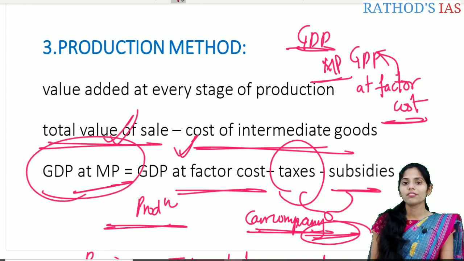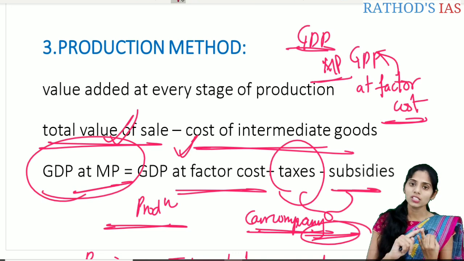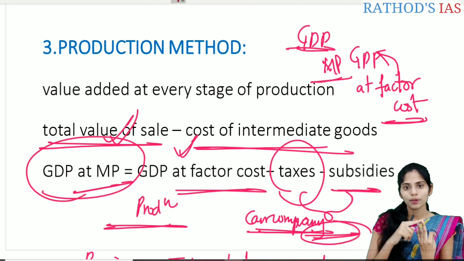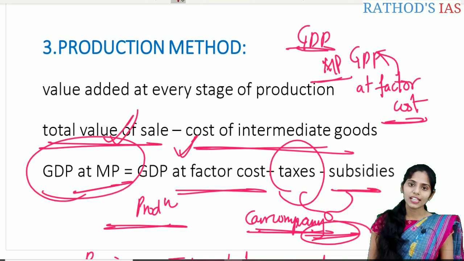So in this lecture, we tried to understand the GDP calculation methods. I tried my level best to make you understand what is the income method, what is the expenditure method, and what is the production method or the gross value added method. By this, we are concluding today.